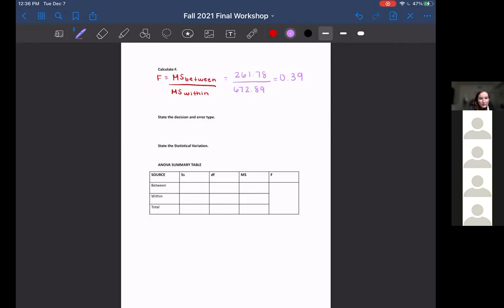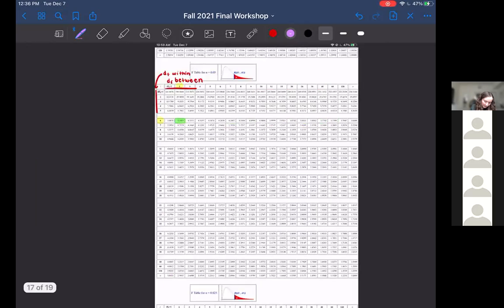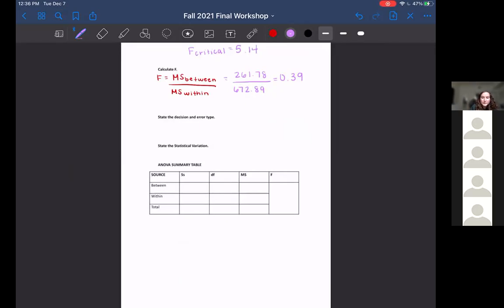So I'm going to share that poll. We'll give it about 30 seconds to decide. All right, we'll give it about 15 more seconds. Our F critical was 5.14, just for anyone that missed that. Okay, I'm going to end the poll. So the correct answer should be retain the null, which is a type 2 error.